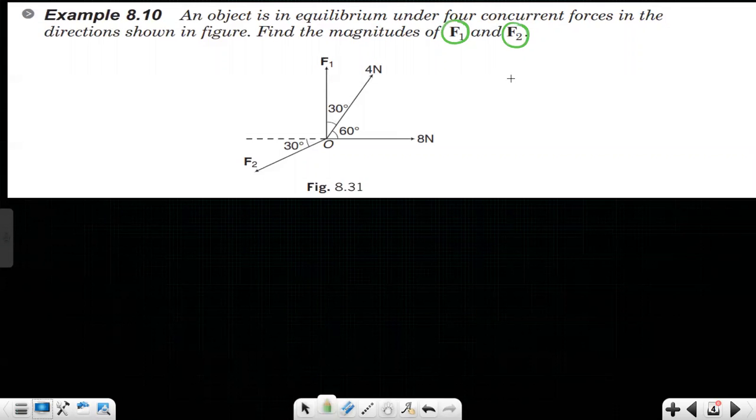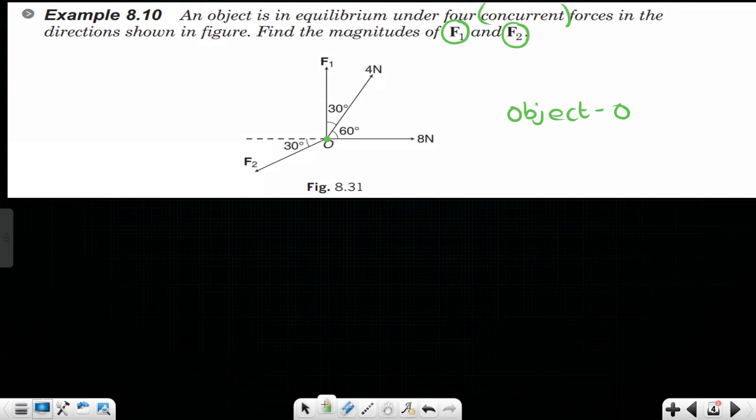Okay, so now see carefully. The object is in equilibrium under four concurrent forces. What is the meaning of concurrent here? All are passing through the same point, intersecting. Where is the object? The object is at O only.